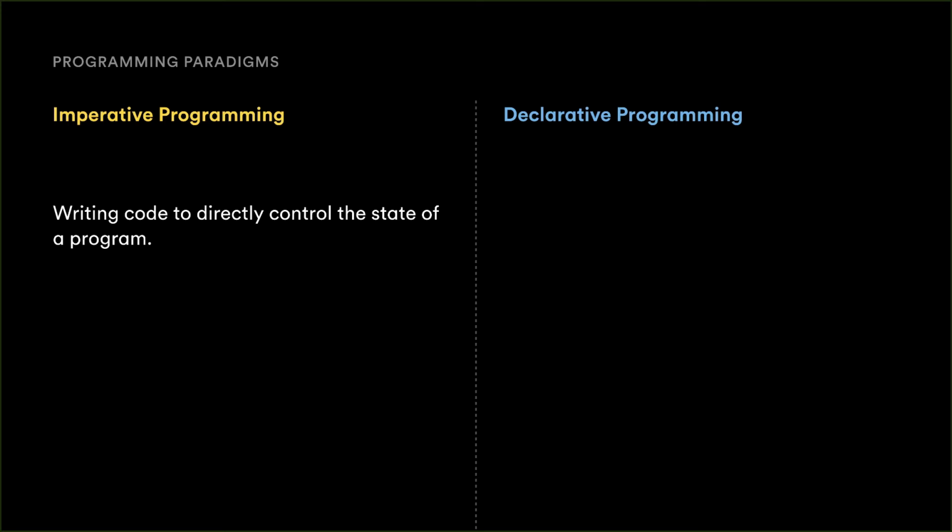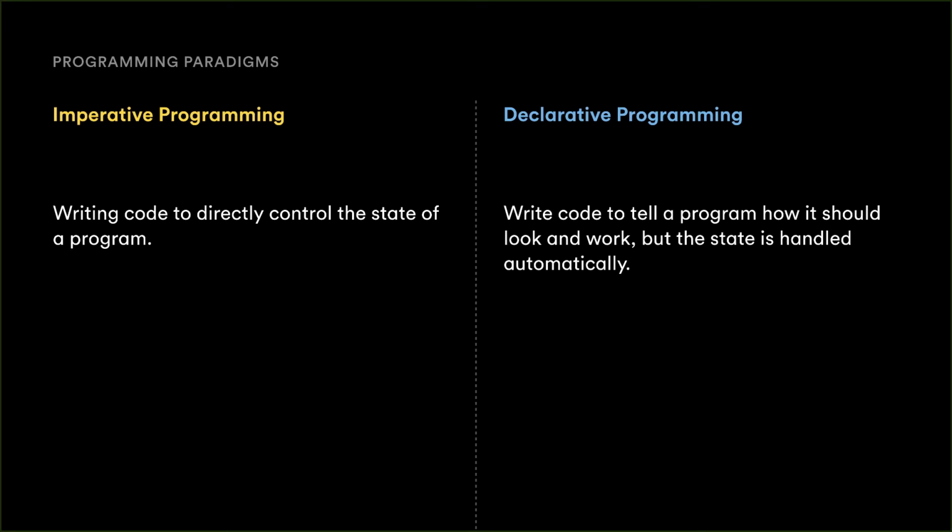Declarative programming, on the other hand, isn't about the how, but the what. Declarative programming is about writing code to tell a program how it should look and work, but the state is all handled automatically. You just define what you want and some logic for how it works, and then everything else is taken care of for you. As a programmer, you program what it should look like and some logic for how your program should work, but the state is handled automatically for you. Just say what you want, the code figures out the rest. That's the basic idea. So that means that declarative programming is a higher level of abstraction compared to imperative programming.